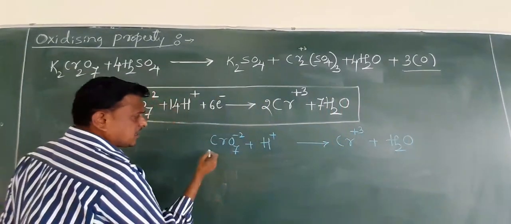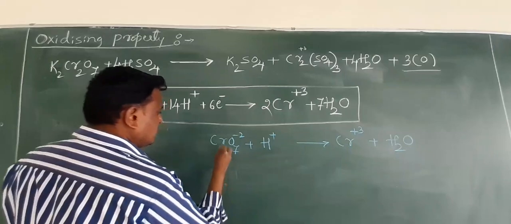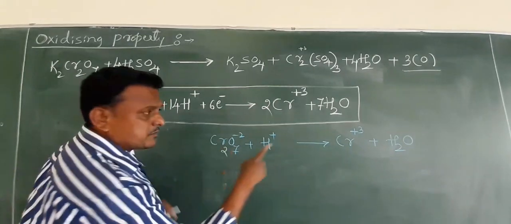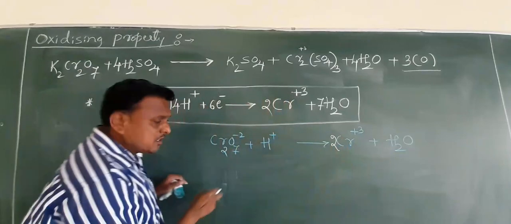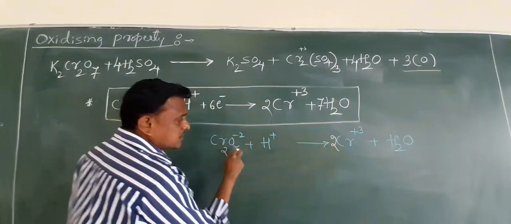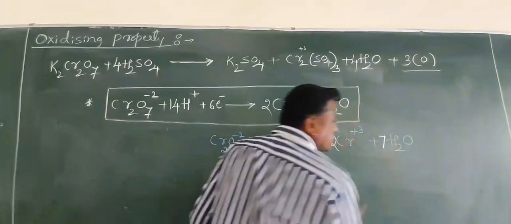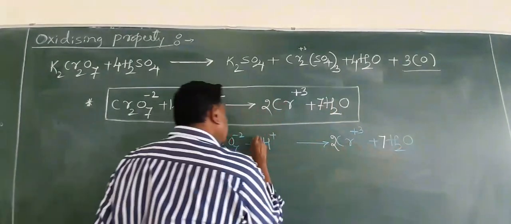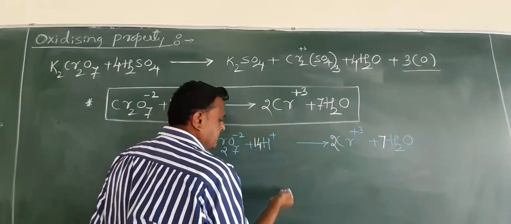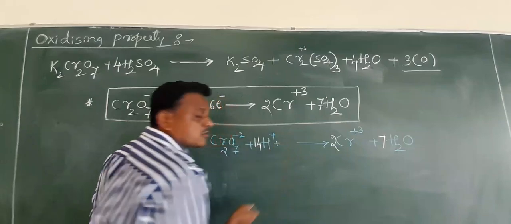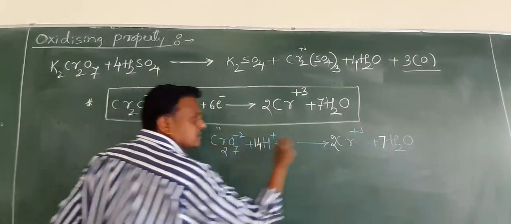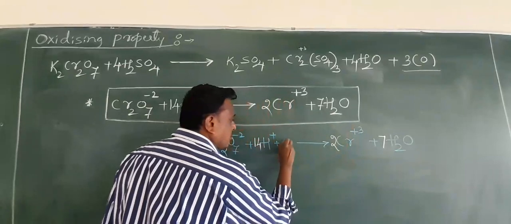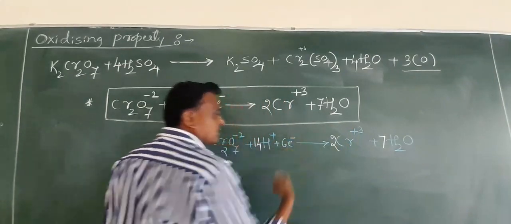Okay, then balancing starts. Cr2O7 2-. Now you have to balance: this is 2 Cr, this is 2 Cr, so chromium is balanced. Oxygen is 7, so 7 times 2 is 14. Now the electrons: the oxidation state goes from plus 6 to plus 3 with 2 chromium, so it is 6 electrons.